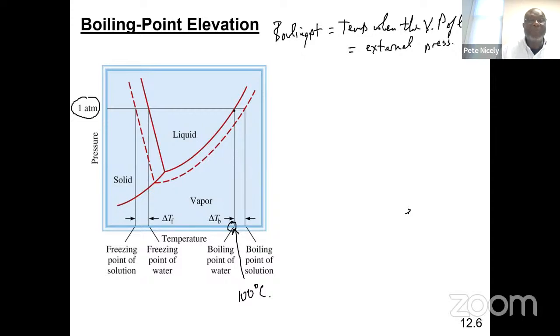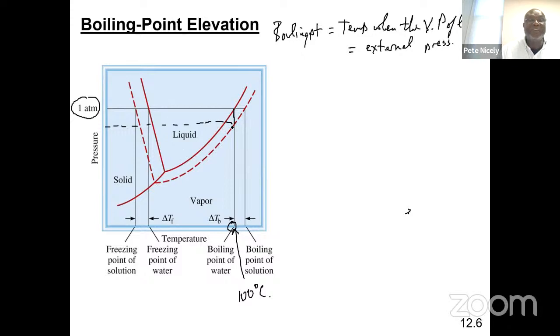Which means that the vapor pressure is at 1 atmosphere. When you add your solute to the water at that temperature, what will happen is that the vapor pressure will decrease. So the new vapor pressure would be about here, right? So that means that that would not be the boiling point of water because the external pressure is 1 atmosphere. So how do we get to the boiling point of the solution?